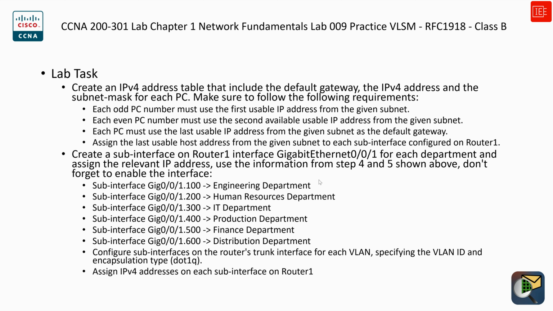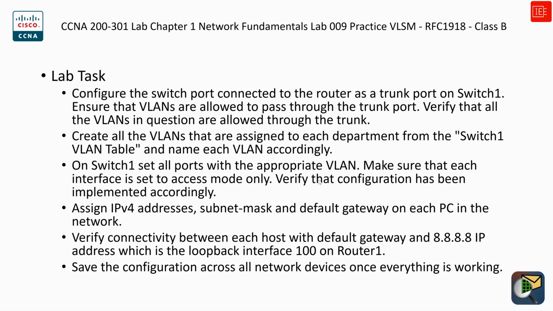Once we have completed all the sub-interfaces, we will then need to make sure that the encapsulation type has been set, as well as the VLAN ID. And finally, we need to make sure that the IPv4 address has been assigned on each sub-interface. Next, we are going to log into the switch CLI, and we are going to tackle the port that is connected to router 1, and we are going to make sure that that link is operating as a trunk, and we are going to allow only the VLANs in question.